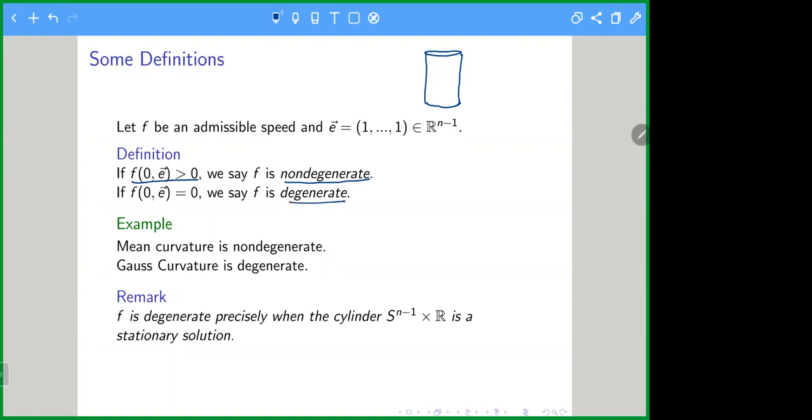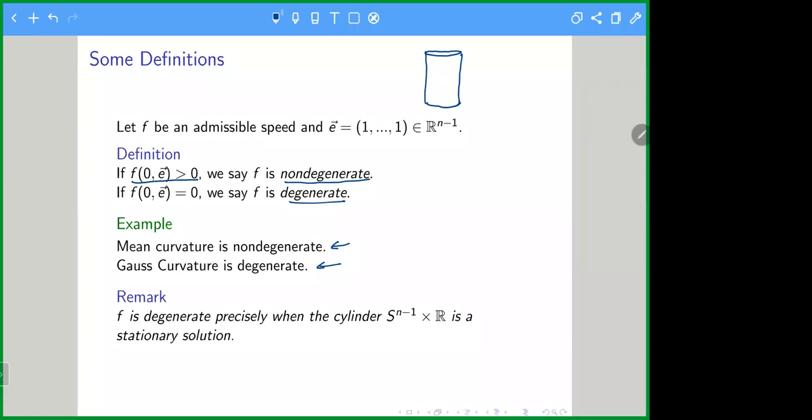So here's that cylinder condition I was talking about. The cylinder is a stationary solution precisely when you have a degenerate speed. For instance, the Gauss curvature vanishes when one of the principal curvatures vanishes. The mean curvature doesn't: for the mean curvature to vanish, you need all the principal curvatures to be zero, or some to be negative and some to be positive.